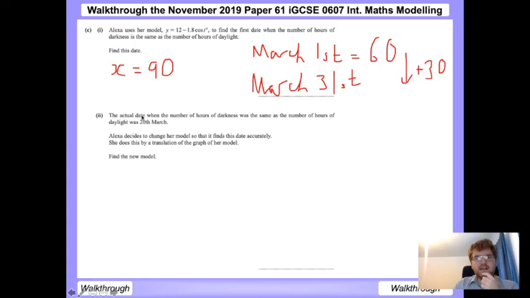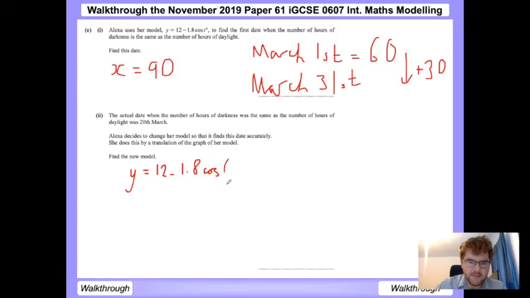Okay, and the actual date when the number of hours of darkness was the same as the number of hours of daylight was the 20th of March. It wasn't actually the 31st of March. And we need to change the model so it finds the date accurately. So let's copy down the model. So y equals 12 minus 1.8 cos t.